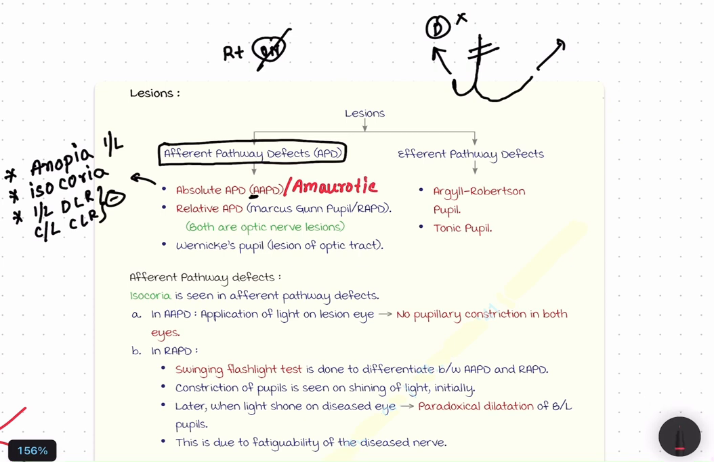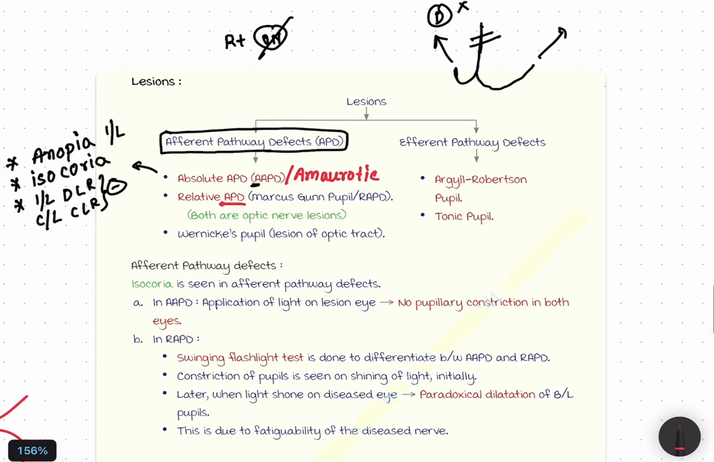Now we have relative APD, which is also known as Marcus Gunn pupil. Marcus Gunn pupil is where there is partial, so you can see this is a relative one, so it's a partial optic nerve damage. So here, guys, what is very important, the clincher, I am just mentioning the points which will clinch the diagnosis.